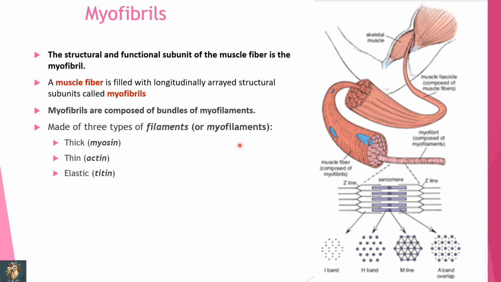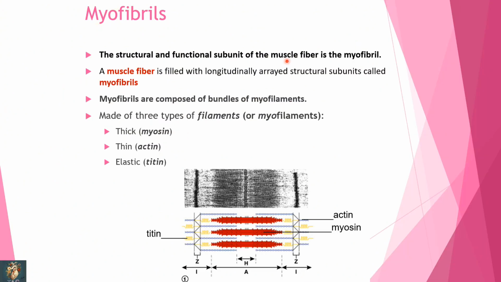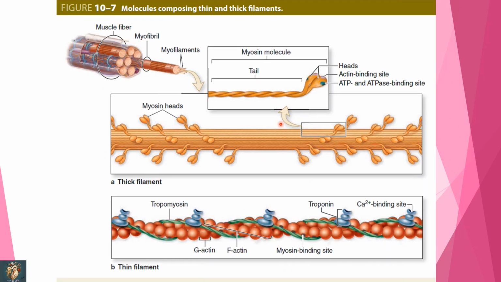These myofilaments are again the thick myofilament, the thin myofilament, and also the elastic, which is titin, present over here as well in the case of skeletal muscles. So the structural and functional unit, the muscle fiber, is filled with longitudinally arrayed structural subunits called myofibrils. The myofibrils are composed of myofilaments, almost the same as written over here: the thick, the thin, and the elastic, titin. So this is the slide showing you the detailed structure of the skeletal muscle fibers.